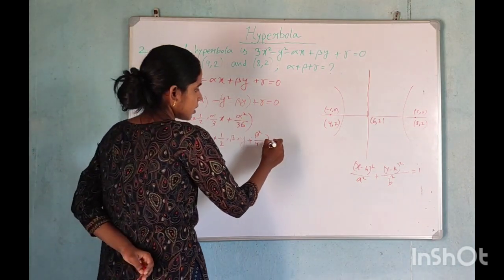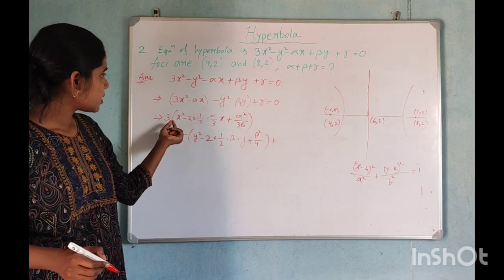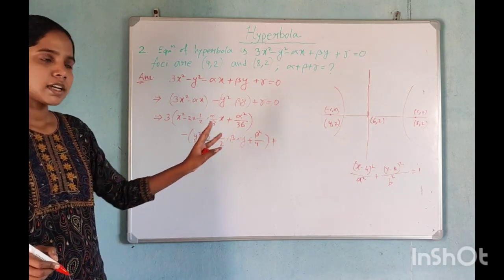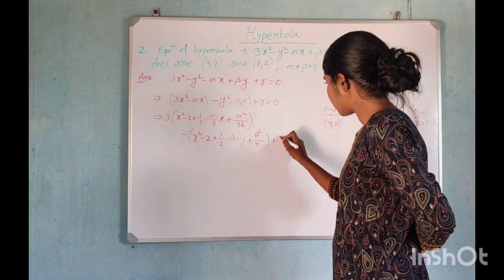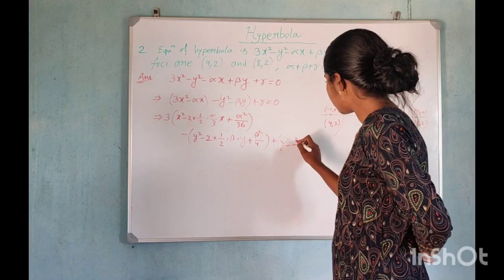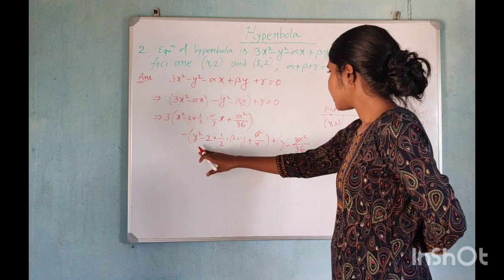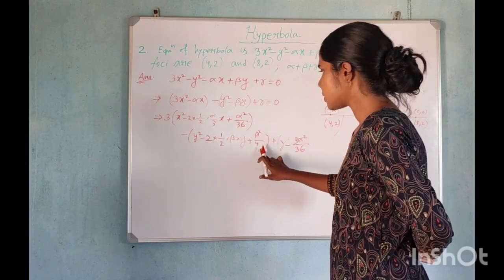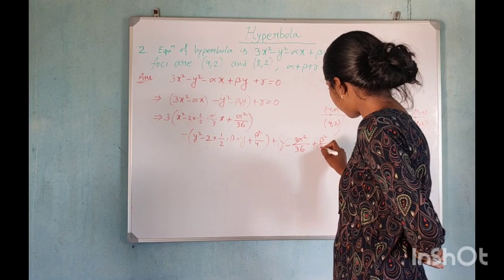Now say what terms we have taken extra. Here we have taken 3 into alpha square by 36. Positive 3 into alpha square by 36 means I have to take here negative 3 into alpha square by 36. So gamma minus 3 into alpha square by 36, and here I have taken minus beta square by 4, so I have to take plus beta square by 4. Okay.